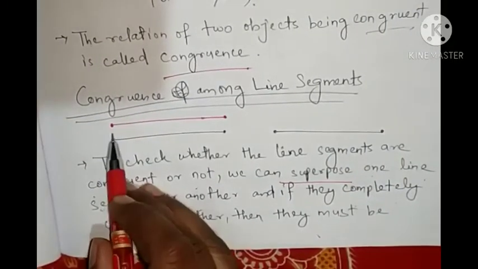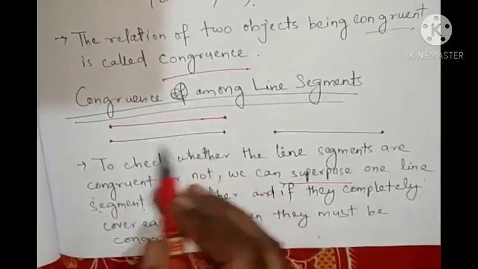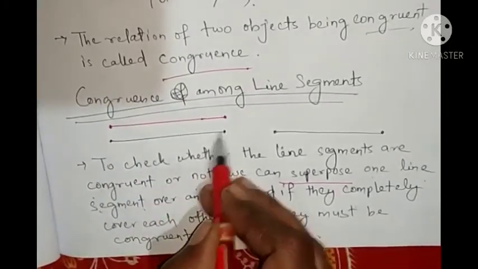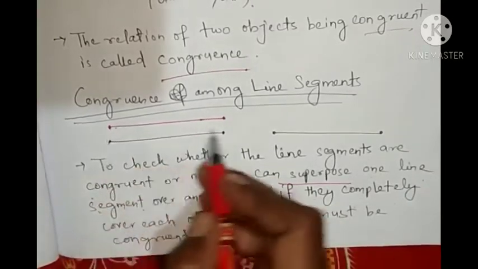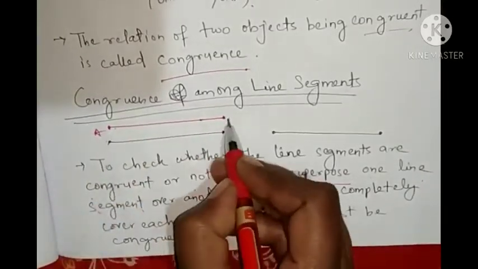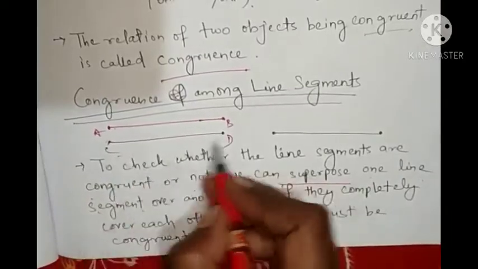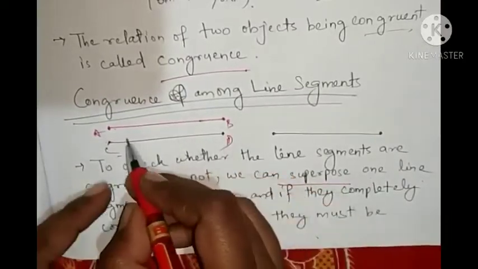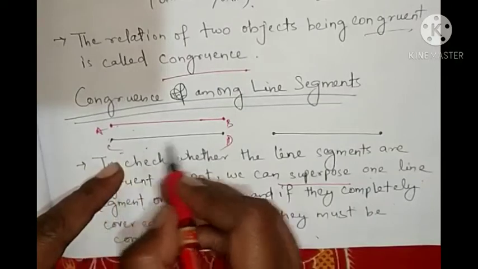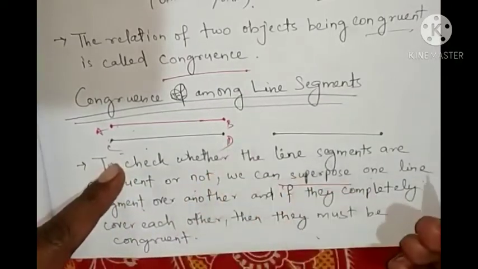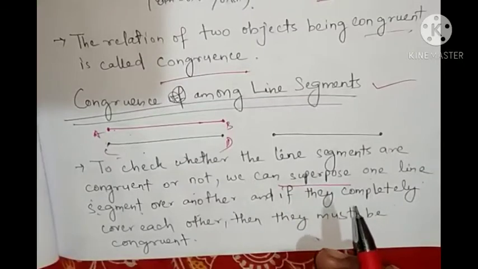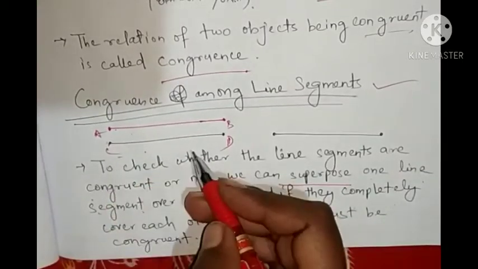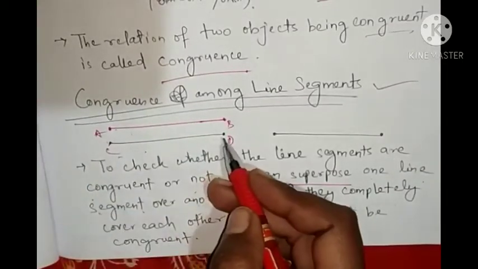So look at here. Here a line is given. This line is exactly covering this line. Look at here, their length. By length you can say that AB and CD, if you keep one on the other, then what will happen? They will cover each other. That's why you can say these line segments are congruent. Okay. And these are congruent line segments.